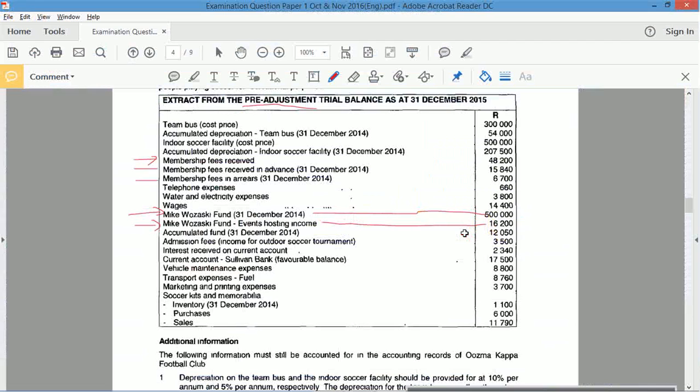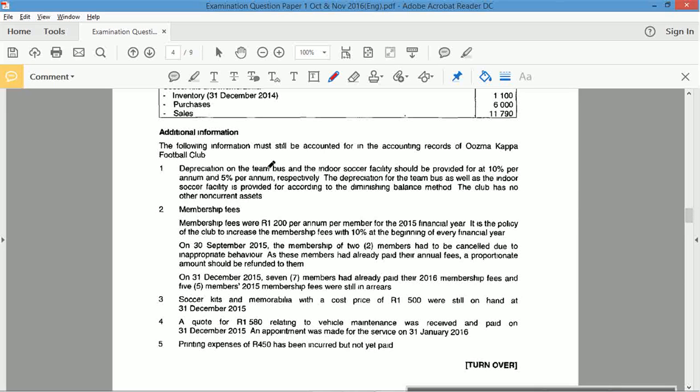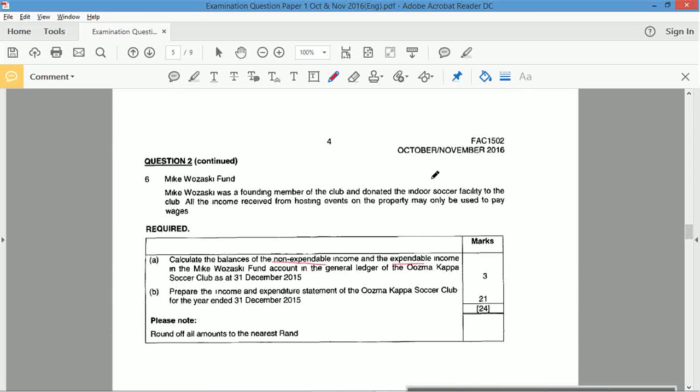We need to know, is this expendable or non-expendable? We need to check that. Point 1 talks about depreciation, don't need it. Membership fees, don't need it. Point 3 is soccer kits on hand, don't need it. Maintenance, printing. Where's the expendable stuff? There it is. Point number 6 is what you need to do point number A.